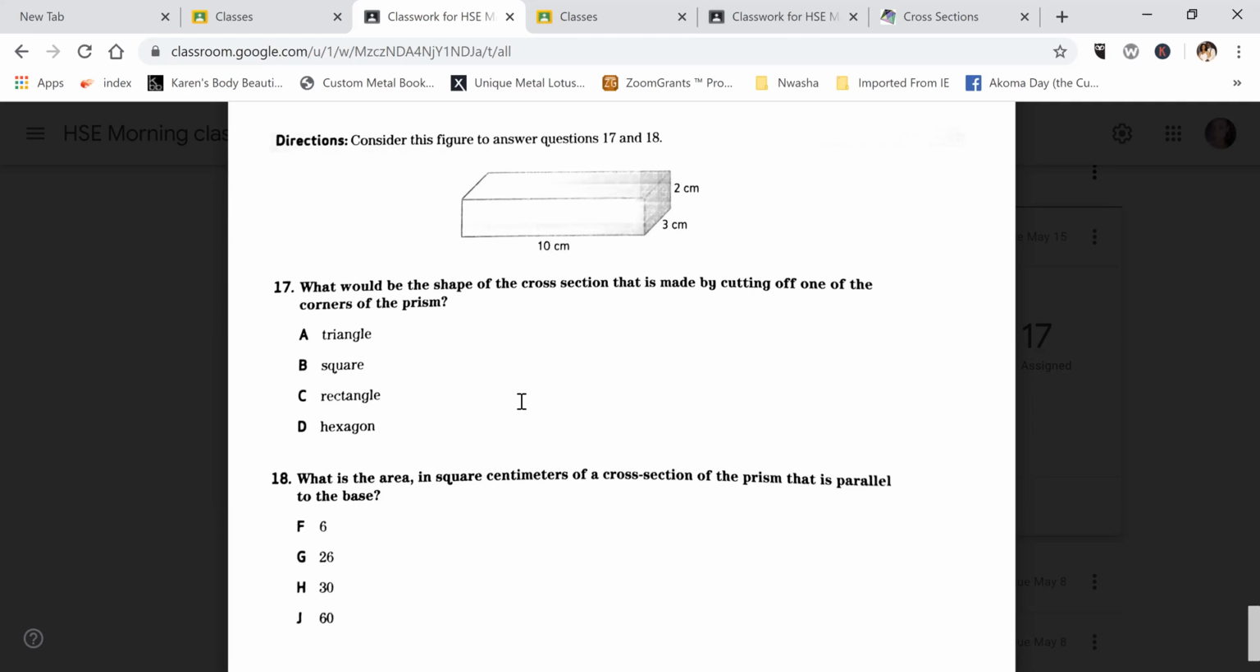So say you did 10 times 3 and got 30, and you said times 2. That's why there's J there is 60. That'd be volume. Right? So you're thinking of what are they actually asking me? But if you don't know what they're asking in words, just mixing up the numbers, you can get some of the answers in the multiple choice because they're going to guess.